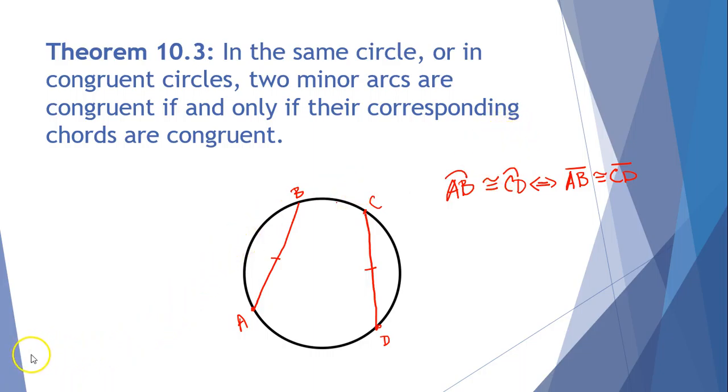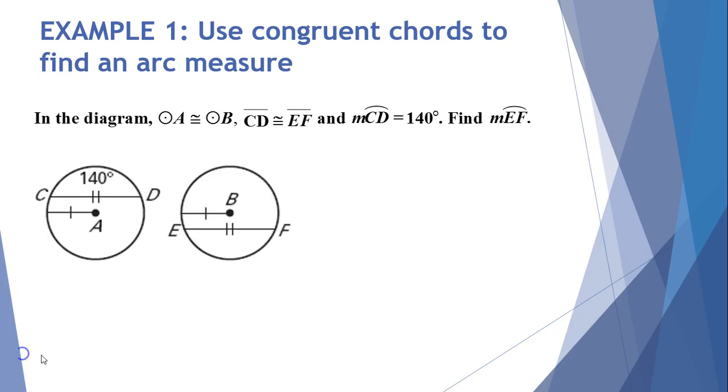Let's look at an exercise. This is actually a pretty simple exercise. In this diagram, it says use congruent chords to find an arc measure. So circle A is congruent to circle B, and we know that CD is congruent to EF. So this segment here is congruent to EF here. And we know that the measure of arc CD is 140 degrees. It says find the measure of the arc EF, so this arc right here.